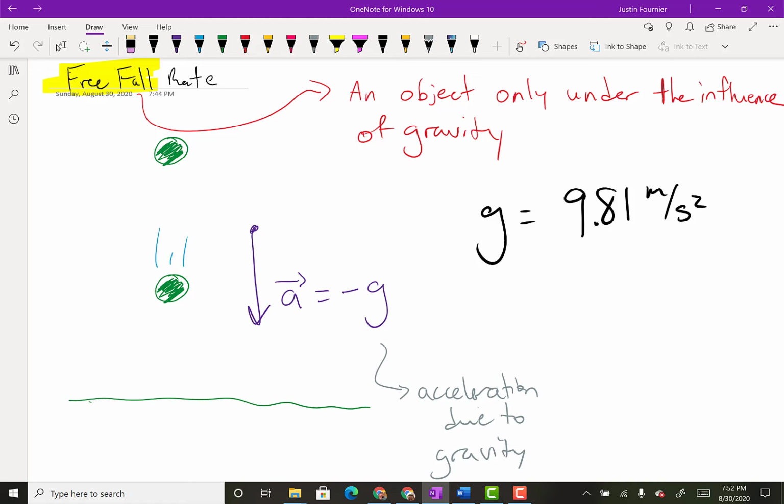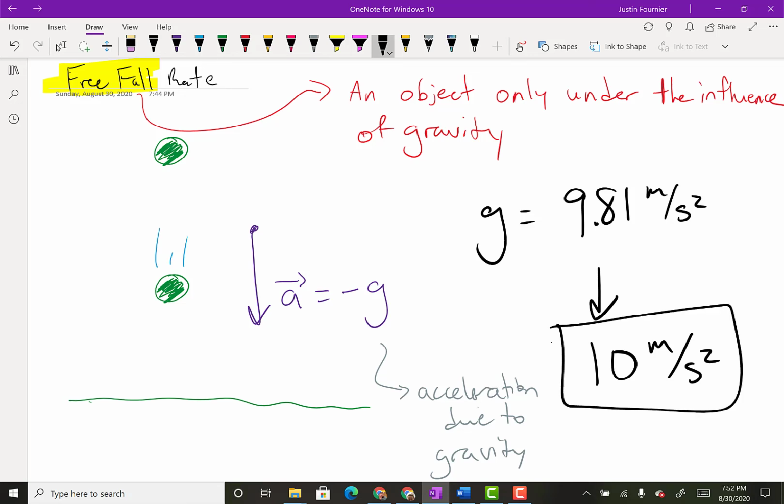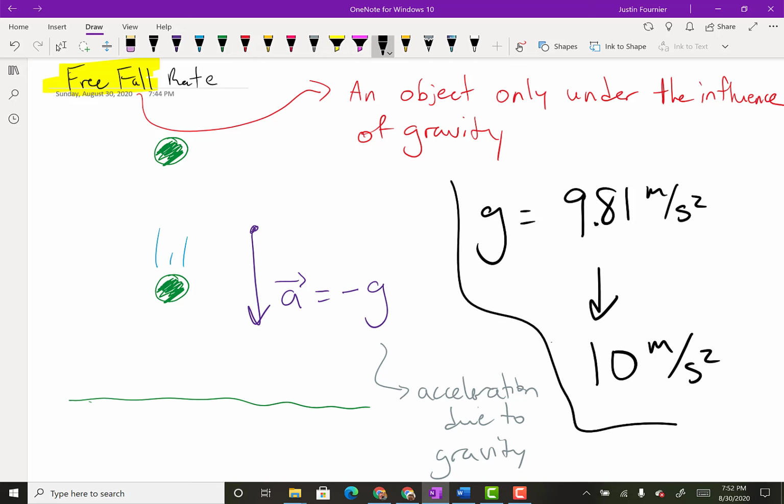But free fall, yeah. In this class, we will often approximate g as being just 10 meters per second squared as opposed to 9.81, because we as physicists are lazy. So you're free to use either one of these, whichever you prefer. I tend to use 10 because it's easier on the math and everything. So yeah, that's kind of the big idea there.